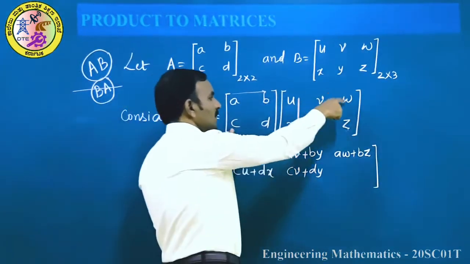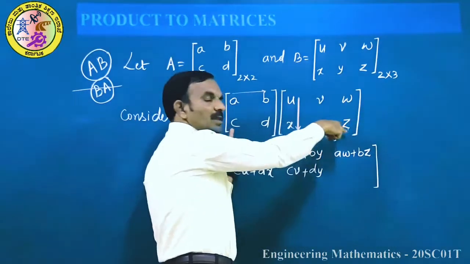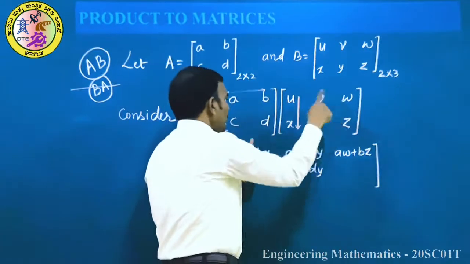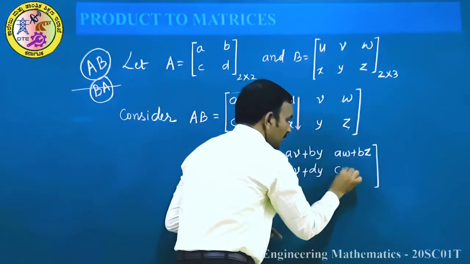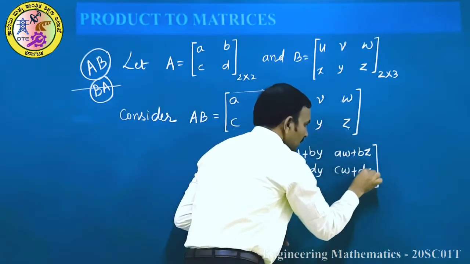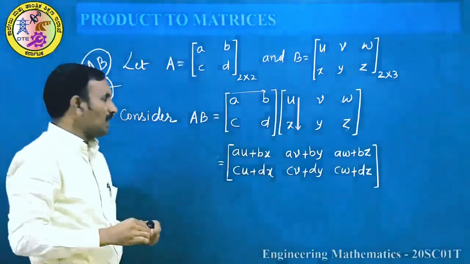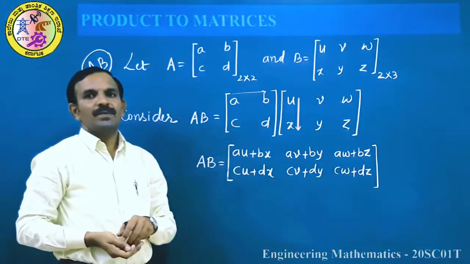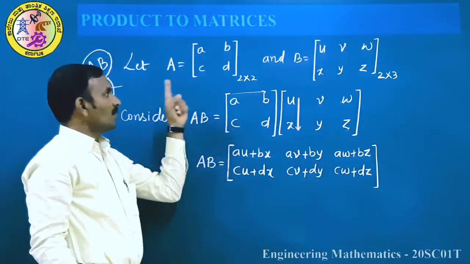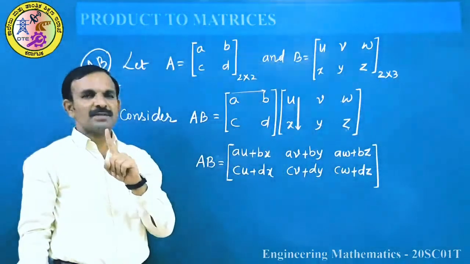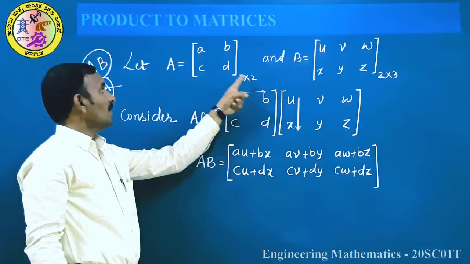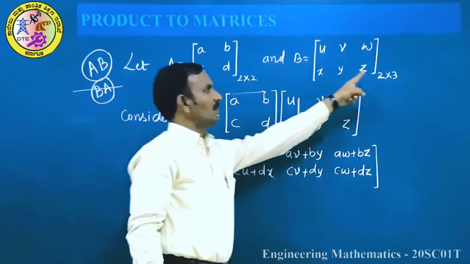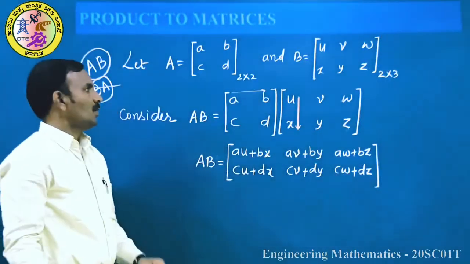Second row, third column: CD with WZ, C into W, D into Z, CW plus DZ. That is AB equal to. First, you have to check the condition. The first condition is that the number of columns in A must be equal to the number of rows in B, that is 2 and 2.